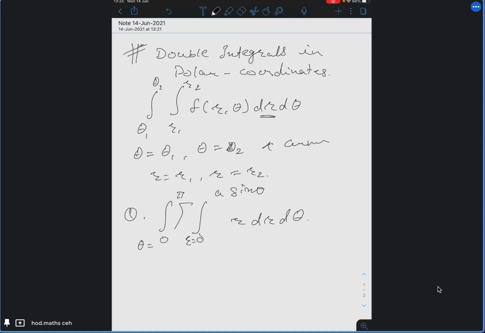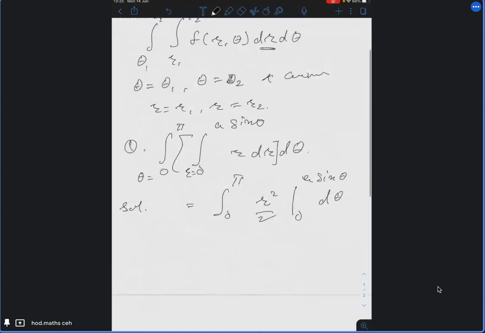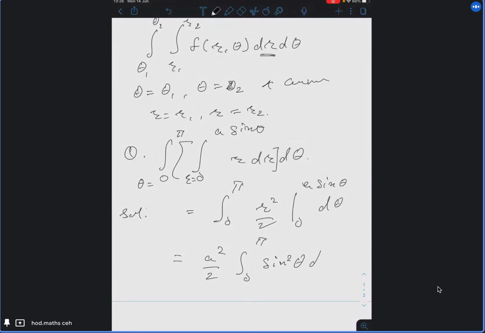So directly this can be integrated. Integrate it and tell me the answer. First, when you integrate with respect to r, keeping theta as constant, you will get r square by 2, limits 0 to a sine theta. Now substitute the limits. You will have a square by 2 as a constant out, integral 0 to pi. For 0 it will be 0, for the upper limit you will get sine square theta d theta.